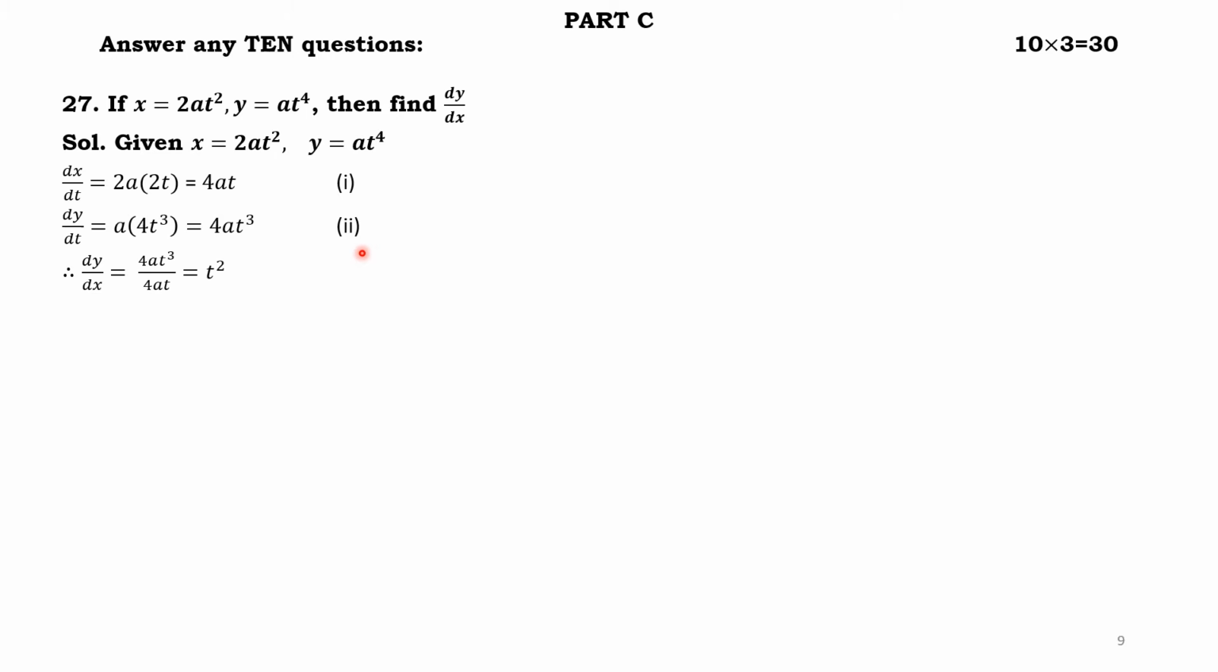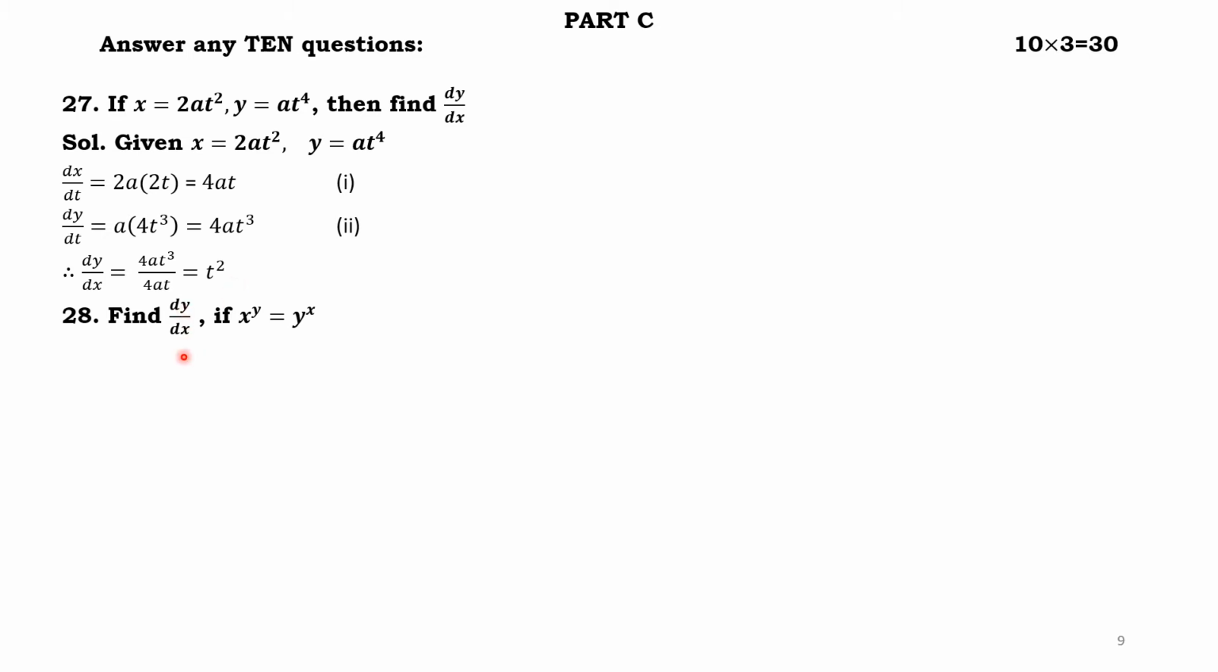Therefore, we are required to find dy by dx. So you divide equation 2 by 1. If you divide it, that is 4at cube divided by 4at is equal to t square. That is the answer. dy by dx is equal to t square. That is the answer.